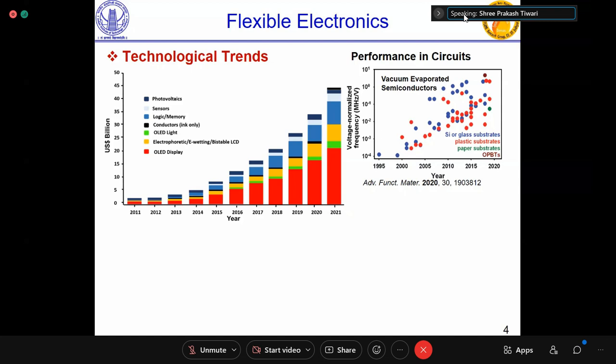So you normalize with voltage. So you say megahertz per volt. So voltage normalized frequency from ring oscillator, which are very simple devices. And then you see vacuum evaporated semiconductors, not solution processed, are compared.